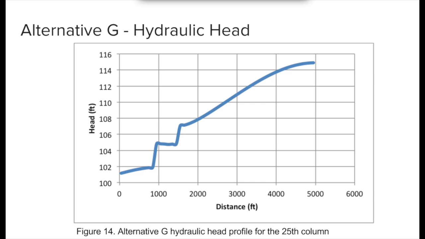When looking at the hydraulic head graph for alternative G, you are able to see that the head also plateaus at a specific point due to the wall, which is consistent with the results from alternative C.